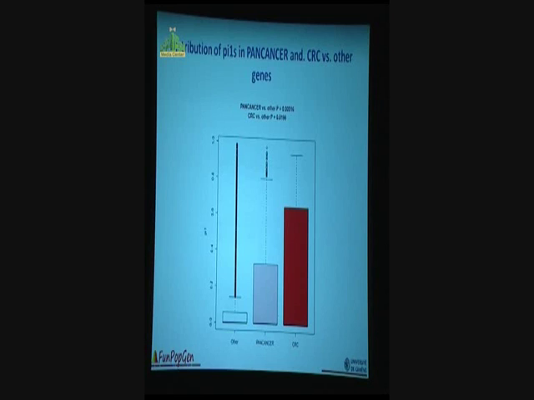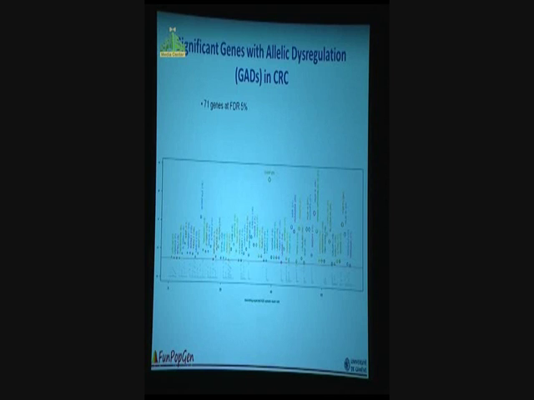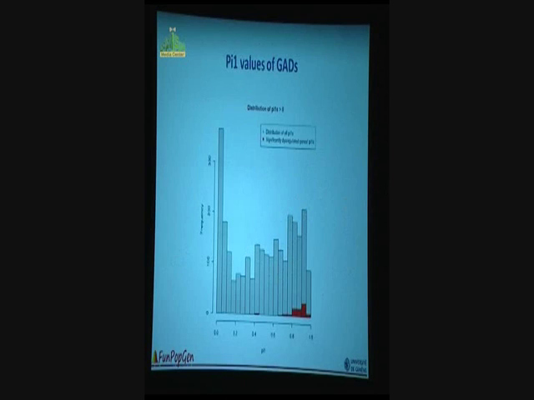So we can derive a specific score now, in the same way you would do it for coding mutations, for what we call allelic dysregulation. So we can look for GADs, genes with allelic dysregulation. And here's a number of genes, there are 71 of them, that actually have an excess of these individual somatic allele-specific effects at an FDR of 5%. And now we can discuss these types of genes.